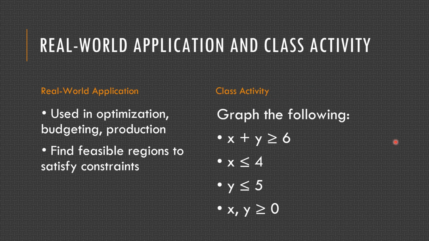Good. So we can have a real world application and class activity. We use this in optimization, budgeting and production, and to find a feasible region to satisfy the constraints. That is what we are going to study in our next meeting, and please prepare well. It's very interesting. So try this activity and send us your feedback for us to look at it for you.